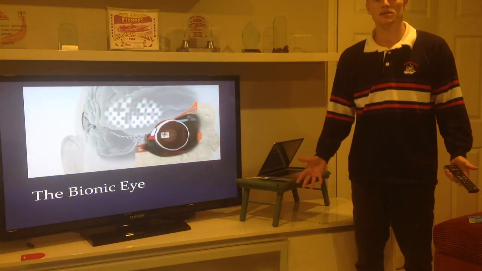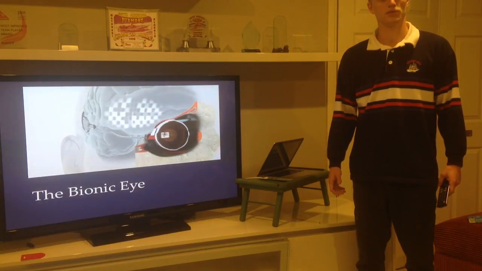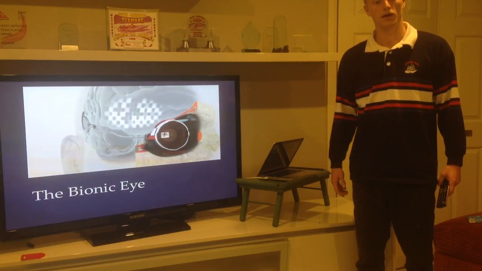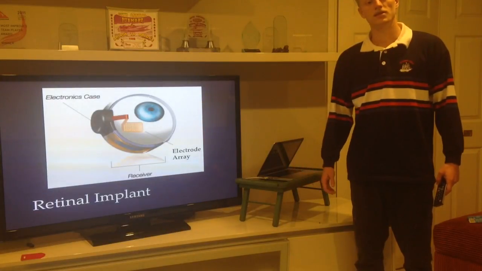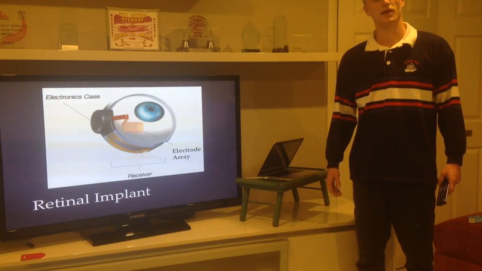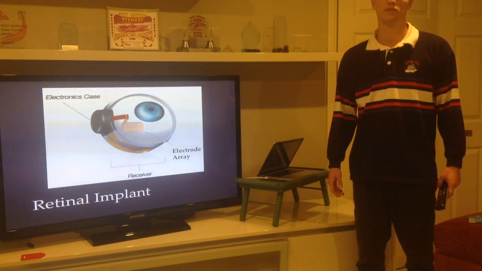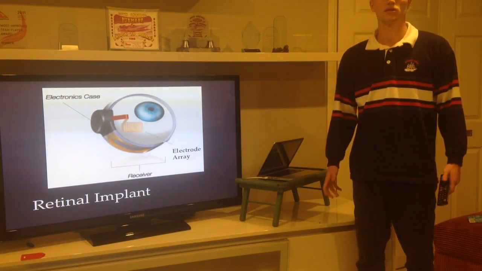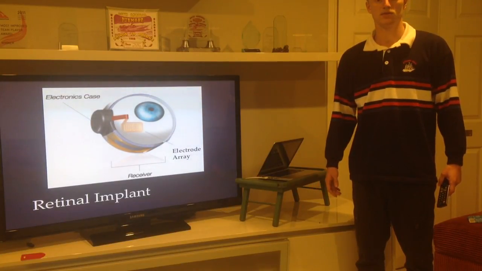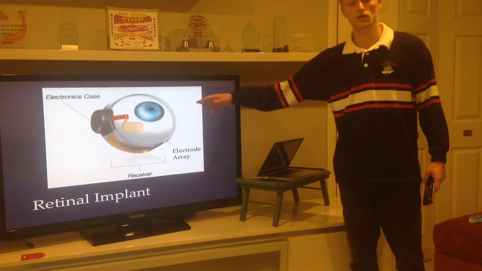So, what is this amazing physiological breakthrough that's able to restore sight? It's the bionic eye. In 2014, the first steps towards creating artificial sight began with the development of the bionic eye. It's constructed from an array of stimulating electrodes that's placed inside the eye in the retina.